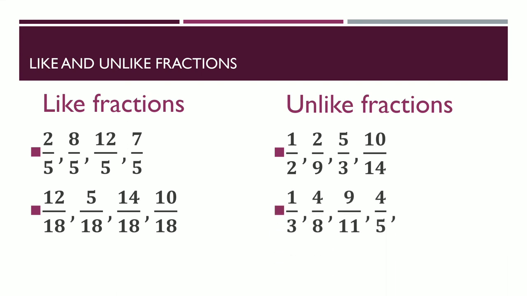1 upon 3, 4 upon 8, 9 upon 11, 4 upon 5. The denominators are 3, 8, 11, 5. So these are not the same. So these are unlike fractions.